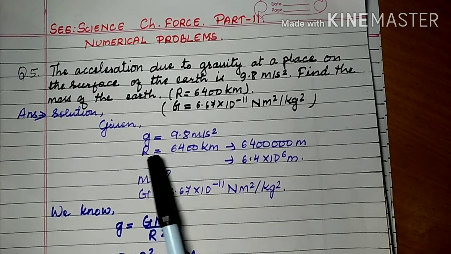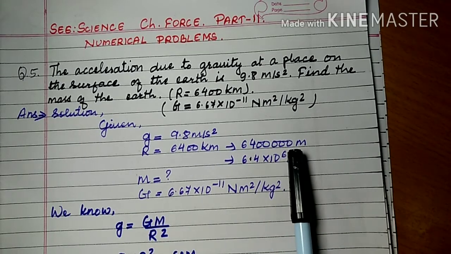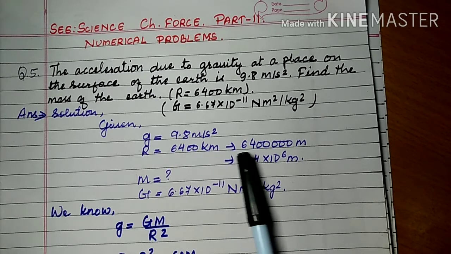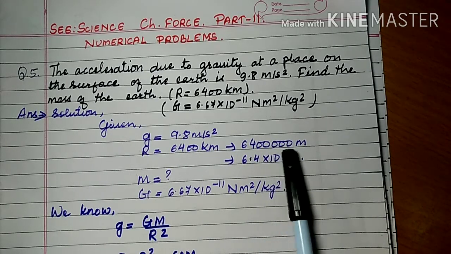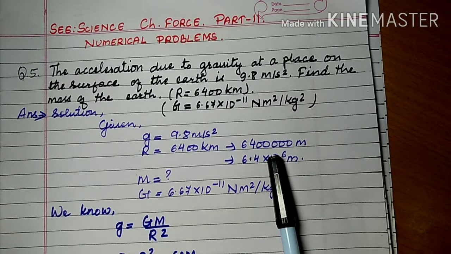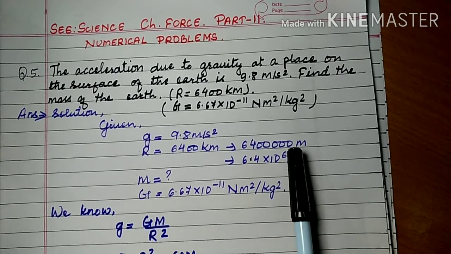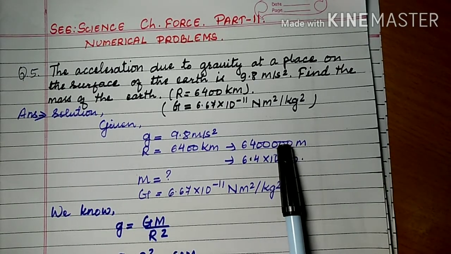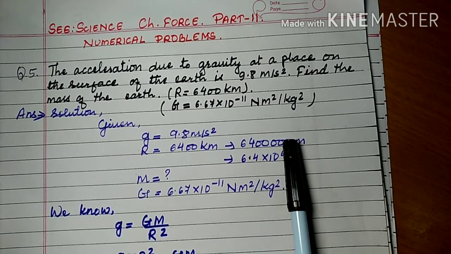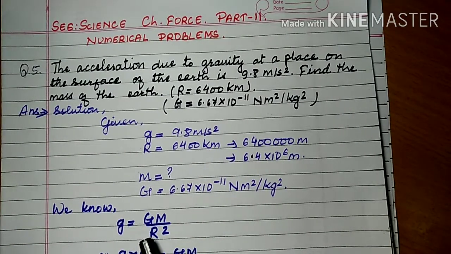Okay. Now the radius is given in kilometer. You have to change it into meter. And while changing kilometer into meter, you have to multiply it by 1000. So 3 zeros are added over here, and when you convert it into a power of 10, this is 6.4 into 10 to the power 6 meter. 1 2 3 4 5 6, so 6 digits towards left. Okay, so 6.4 into 10 to the power 6 meter.